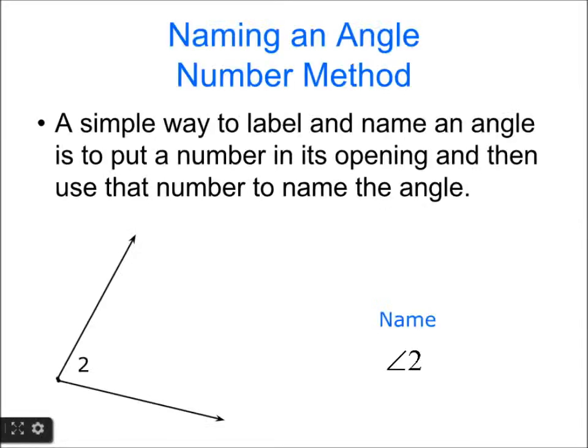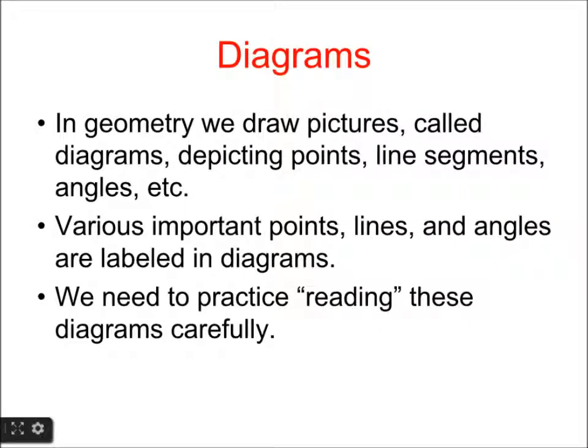Naming an angle, number method. A simple way to label and name an angle is to put a number in the opening and then use the number to name the angle, like this. If 2 is inside, we'll just write angle 2 as the name of the angle.